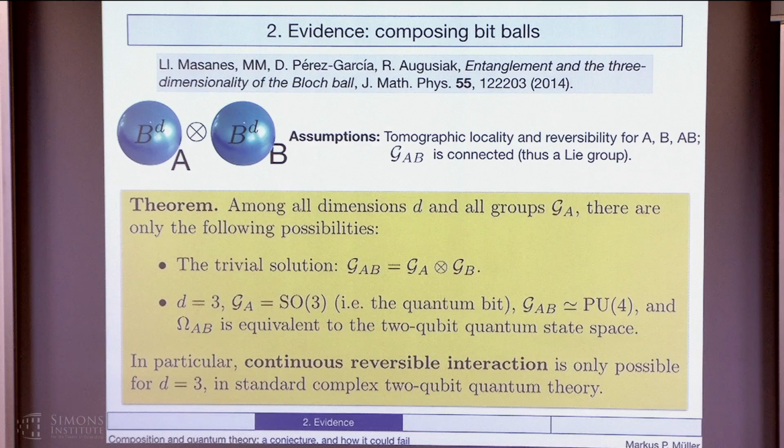So in particular, if you ask that these two balls talk to each other continuously reversibly, then this is only possible if they are 3-dimensional balls and you have standard complex 2-qubit quantum theory. Yeah? Swap them? Does that not count? Yes, you can swap them, but the swap would then not be in the connected component of the identity. Yeah, good point.